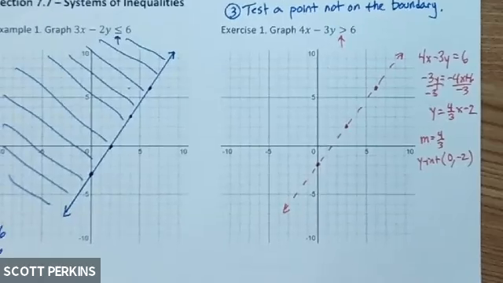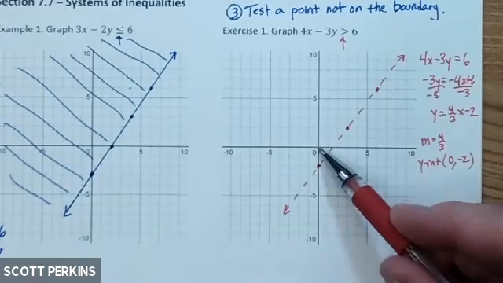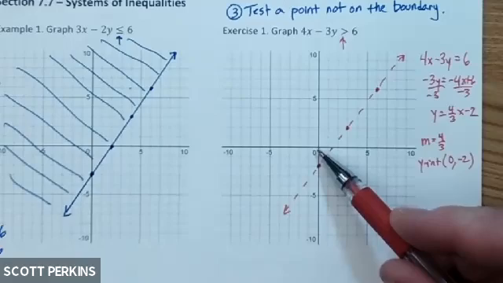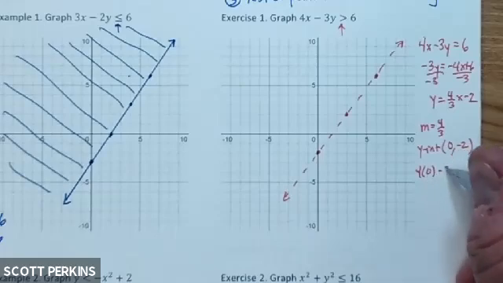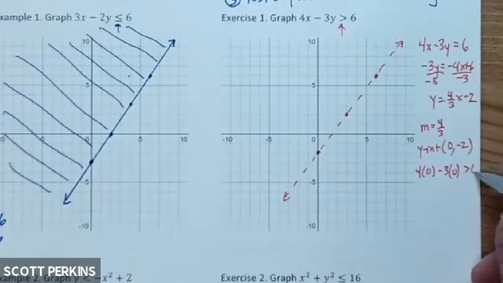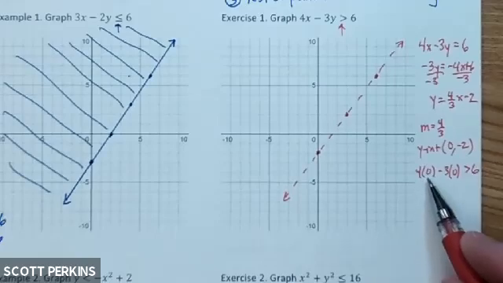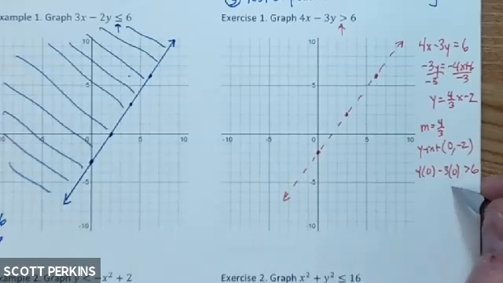And then the last thing is to determine which side of the dotted line am I going to shade. Are my solutions above the boundary or are my solutions below the boundary? Well, again, you can pick any point that is not on the dotted line, anywhere. I like (0, 0) because I'm mathematically lazy, so I'm going to put that in. So I have 4 times 0 minus 3 times 0 is greater than 6. 4 times 0 is 0, 3 times 0 is 0. So I have 0 is greater than 6. Is that a true or a false statement?